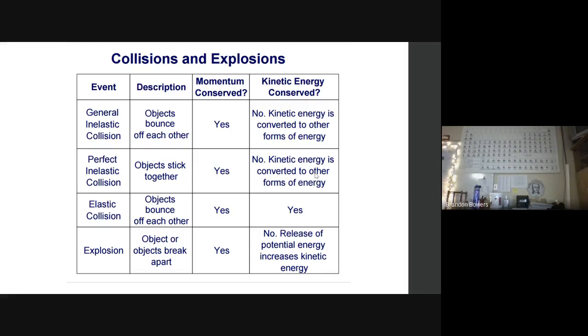Okay, so this is the key difference. You have a general inelastic, and you have a perfectly inelastic. They stick together. Objects stick together. Momentum is still conserved. Kinetic energy is converted to other forms. Now, when we get to elastic, objects bounce off of each other. That is where kinetic energy is conserved.